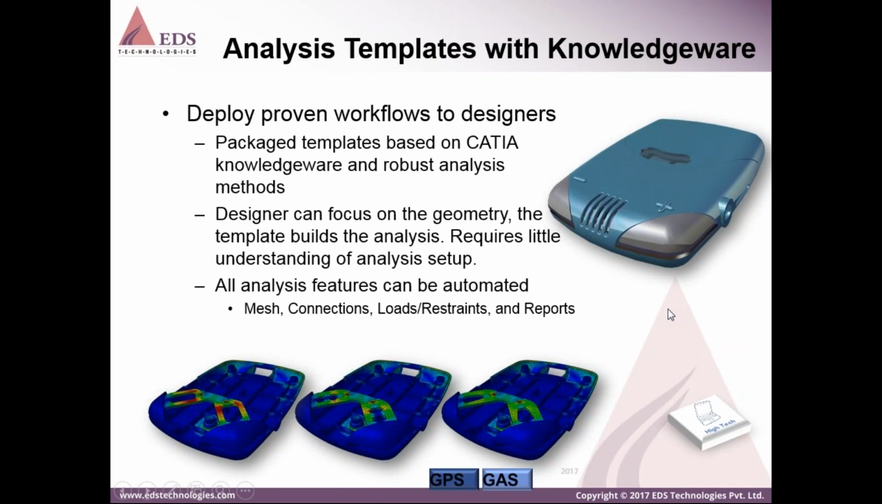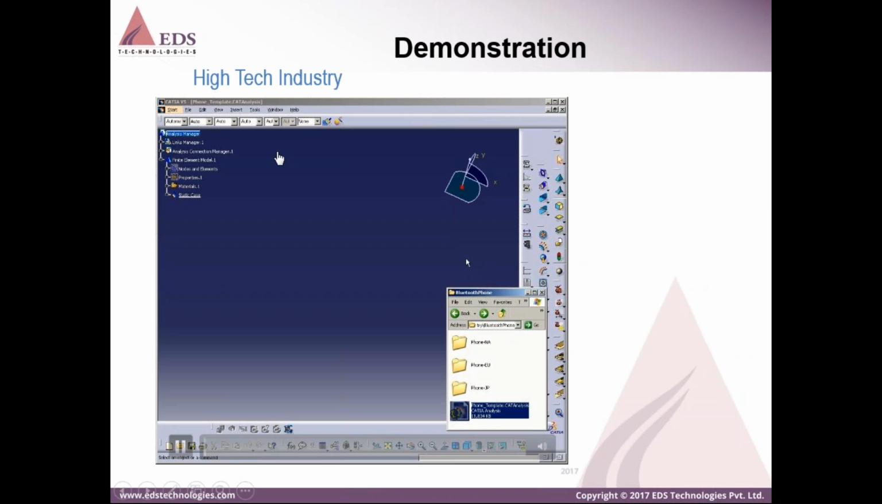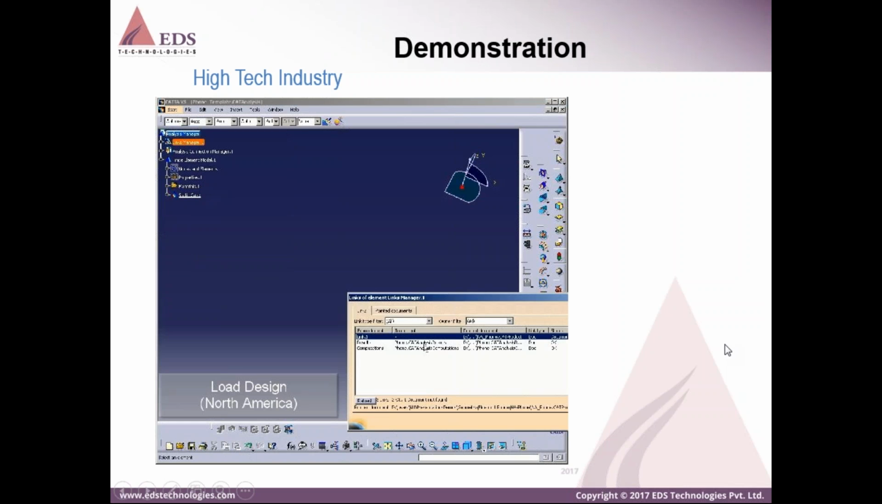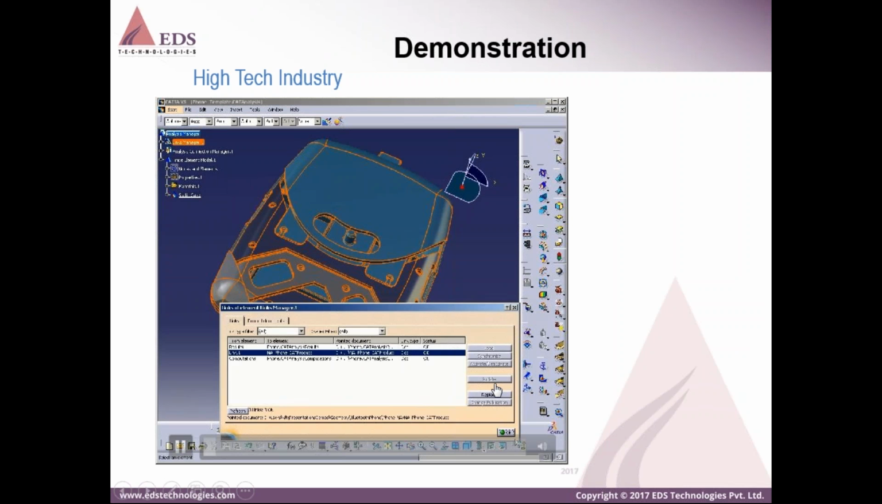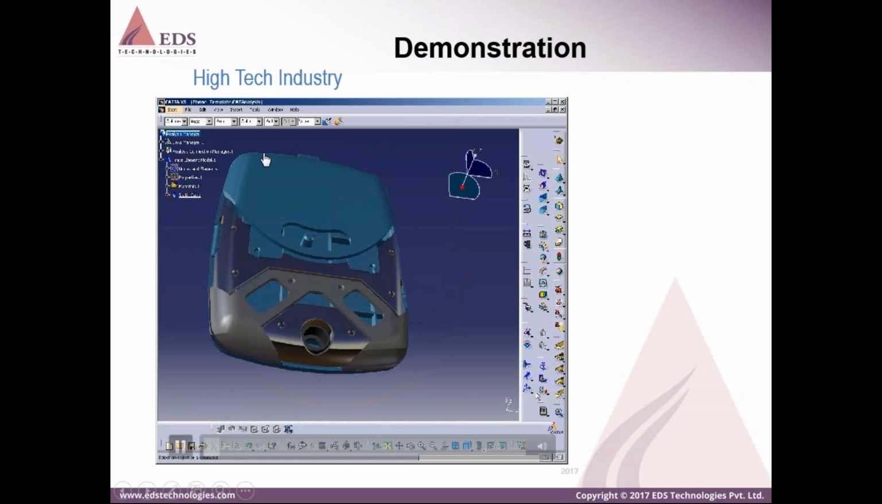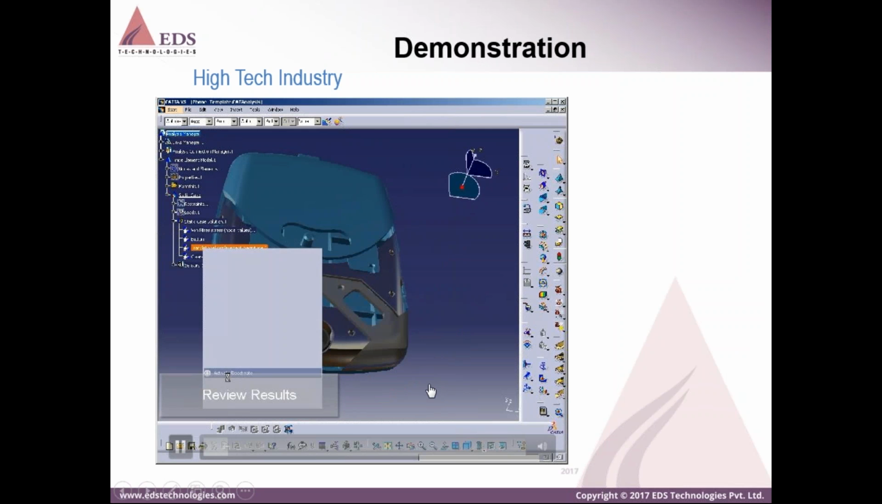We can create the templates with the help of knowledgeware. Different parameters can be created which will control the part. Along with that, quick rules and checks can be created and they can be connected with finite element. So this is a typical example, loading the template inside the CATIA. See here, this was having one product. With the help of links, now it is replaced with another template and the analysis is once again computed. We'll see the results.